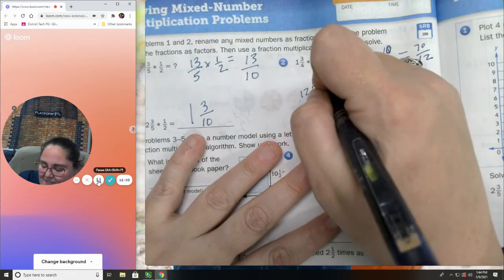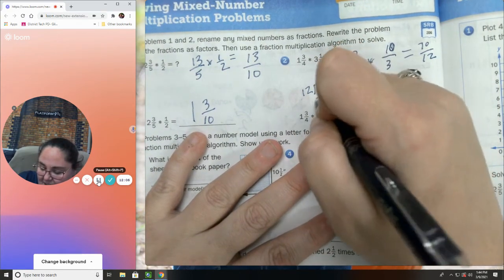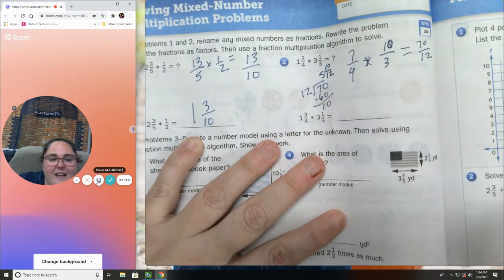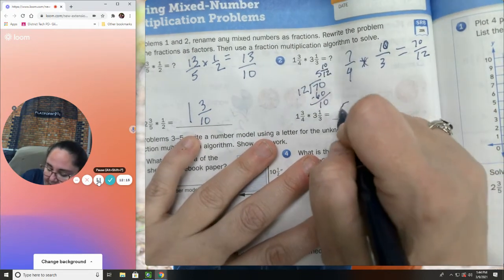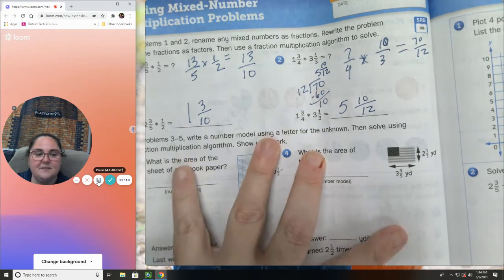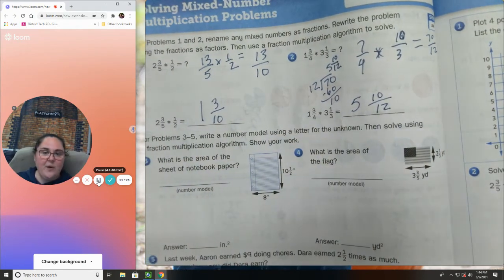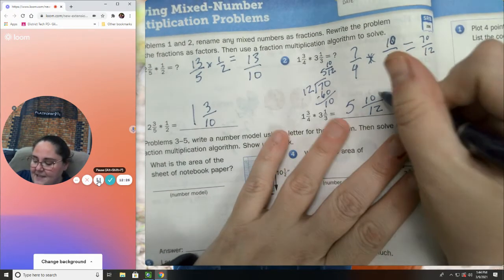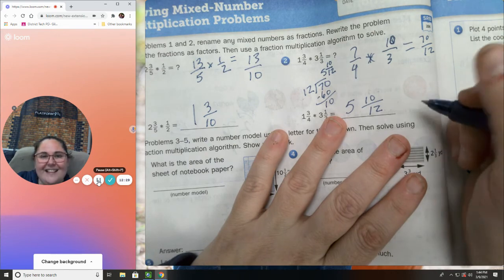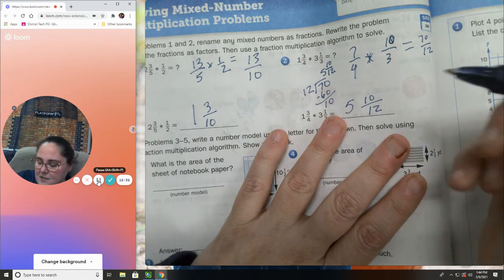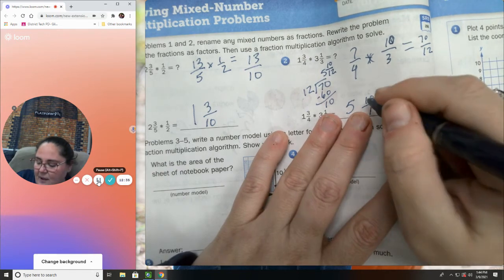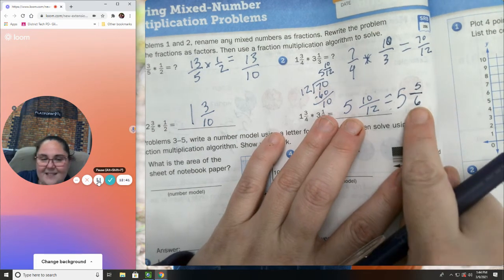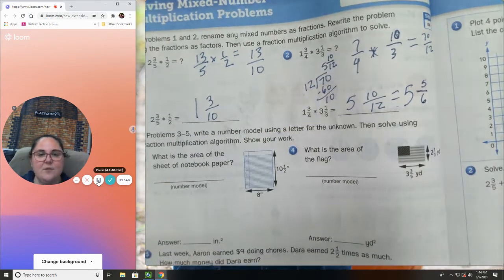12 goes into 70 5 times. 5 times 12 is 60, with 10 left over. So 10 becomes my numerator. 12 is my denominator. So your answer should be 5 10/12. Now, you can rename 10/12. If you know how to do that, great. If you know how to simplify, awesome. If you simplify, basically I'm dividing both the numerator and denominator by 2. This is taking it that next step, guys. So this is also the same as 5 and, okay, 10 divided by 2 is 5. 12 divided by 2 is 6. So these are the same fractions, 5 10/12 or 5 5/6.